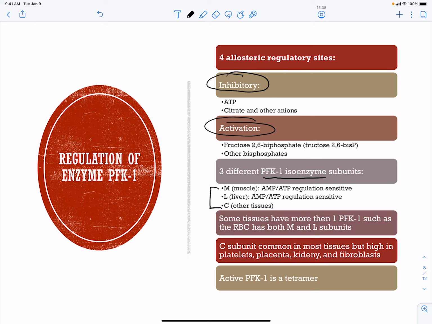Now, your tissues can have more than one of the phosphofructokinase 1 isoforms. Red blood cells are going to have both M and L subunits because red blood cells only use glycolysis. They want to do a lot of glycolysis. Your active PFK1 is another tetramer.